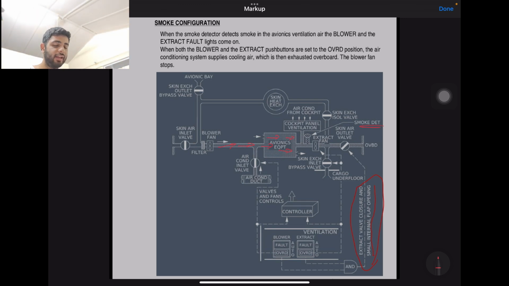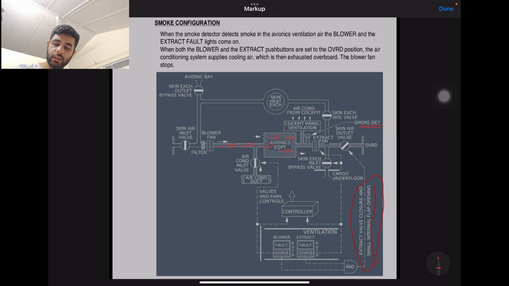Skin air outlet valve is partially opened to ventilate the smoke overboard. Okay, skin heat exchanger is not used to prevent recirculation of the smoke. So it does not want the smoke to come back into the system, and if you notice, the avionics bay and the cargo underfloor side is also isolated.